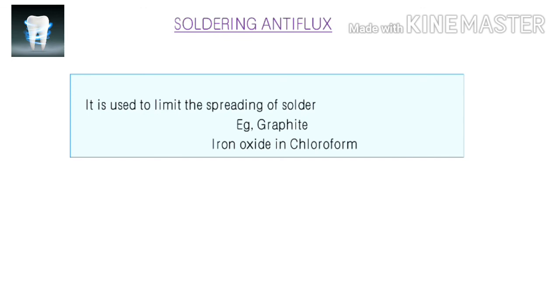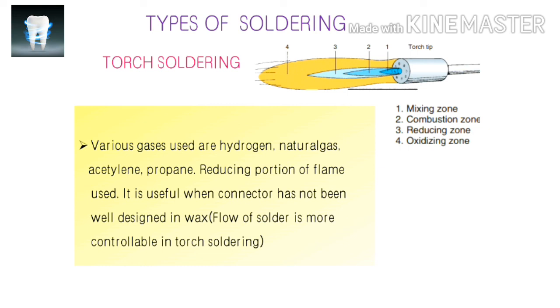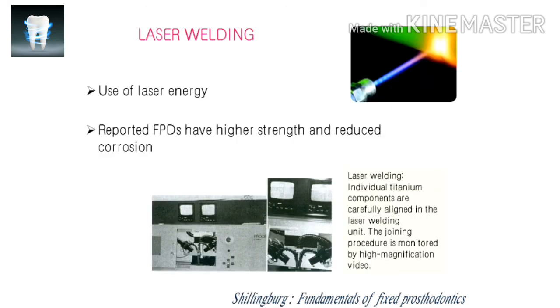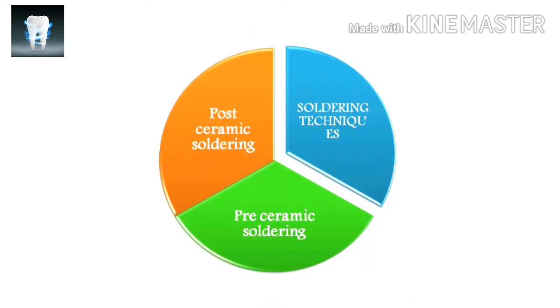Soldering anti-flux is usually used to limit the spread of solder. An example is graphite. The types of soldering. First one is torch soldering. Various gases used are hydrogen, natural gas, acetylene, propane. The reducing portion of the flame is usually used. Next is the oven soldering. The solder is placed at the joint space and casting and solder are heated simultaneously. The disadvantage is that it doesn't allow the moment of solder fusion to be observed. Laser welding. In this type of welding, laser energy is used. The FPD made with this type of welding has greater strength and better corrosion resistance.